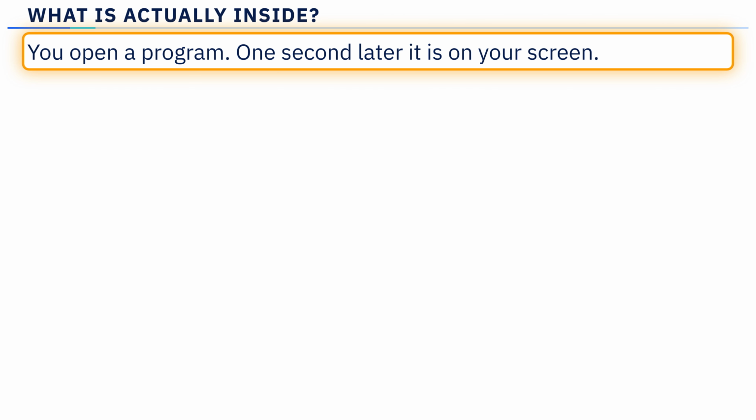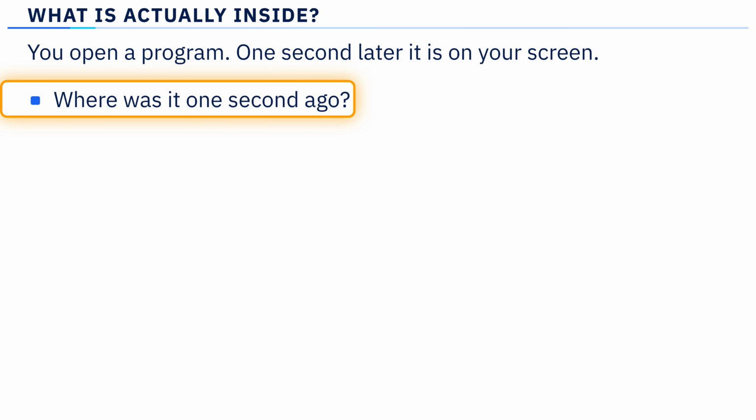You open a program and 1 second later its window is on your screen. From your side, that is the whole event. It feels like nothing happened. A lot did. 3 questions. First question. Where was that program 1 second ago? Not inside the processor. It was sitting on a drive doing nothing at all.